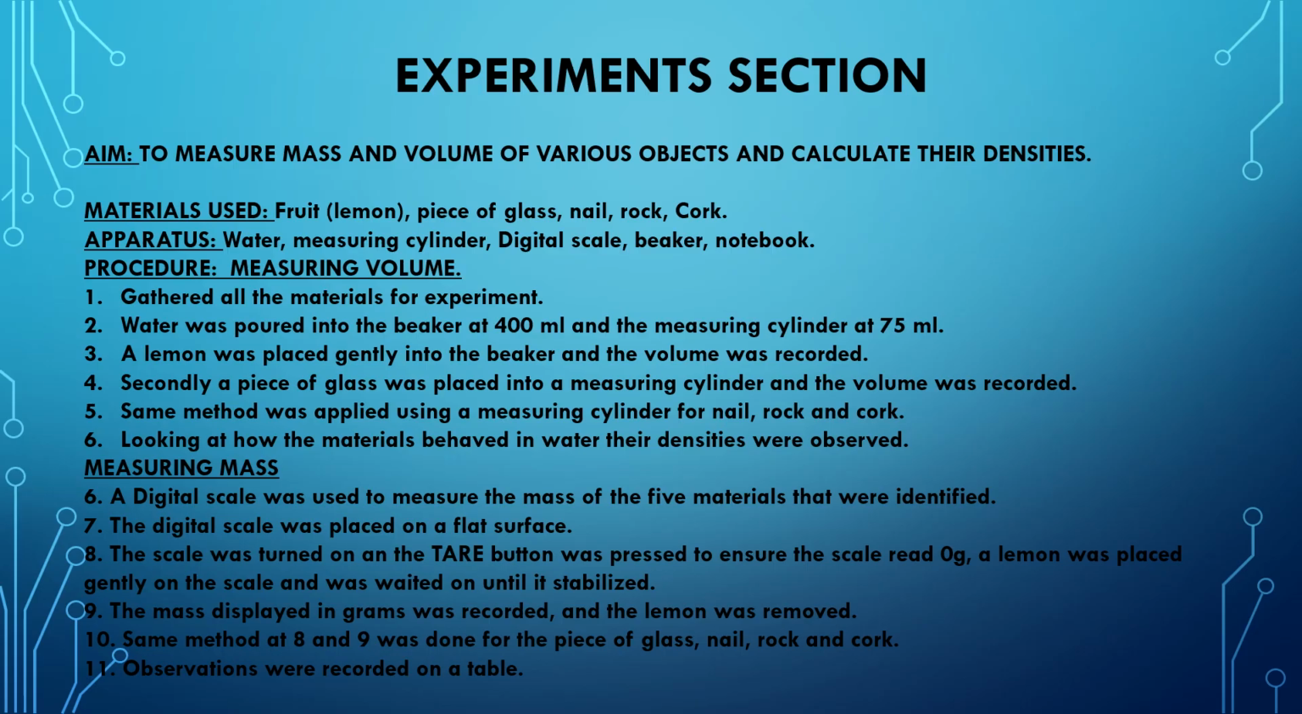A lemon was placed gently into the beaker and the volume was recorded. Secondly, a piece of glass was placed into a measuring cylinder and the volume was also recorded. The same method was applied using a measuring cylinder for the nail, rock, and cork. Looking at how these materials behaved in water, their densities were observed. For measuring mass, we used a digital scale where we weighed all 5 materials that were identified, and we recorded their mass.